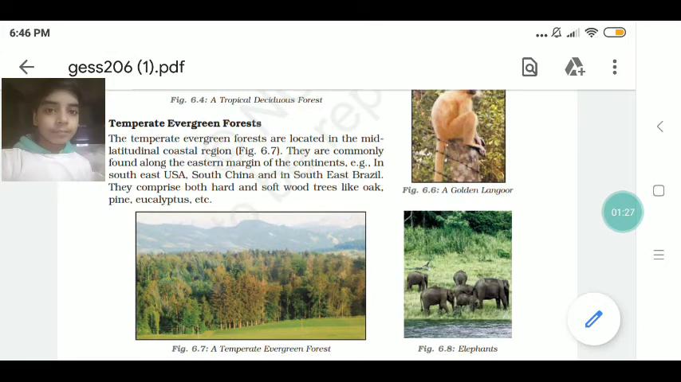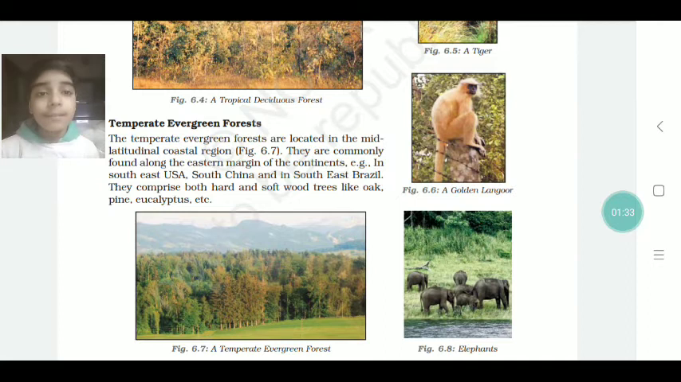Okay. So now, after this, we have examples where these are found: Southeast USA, South China, and Southeast Brazil. They comprise both hardwood trees and softwood trees like oak, pine, eucalyptus.